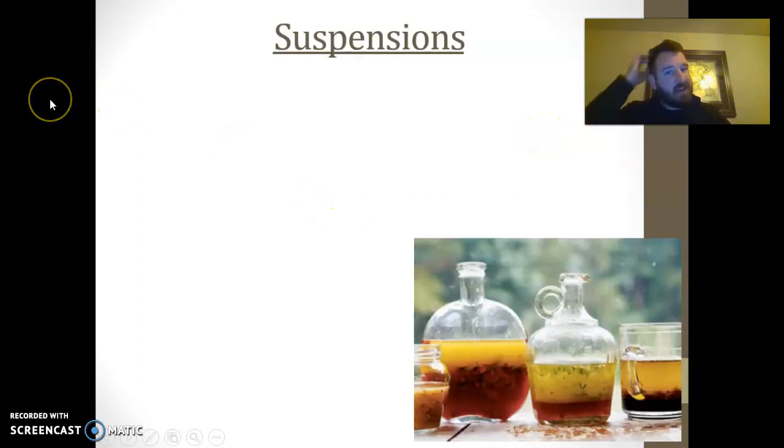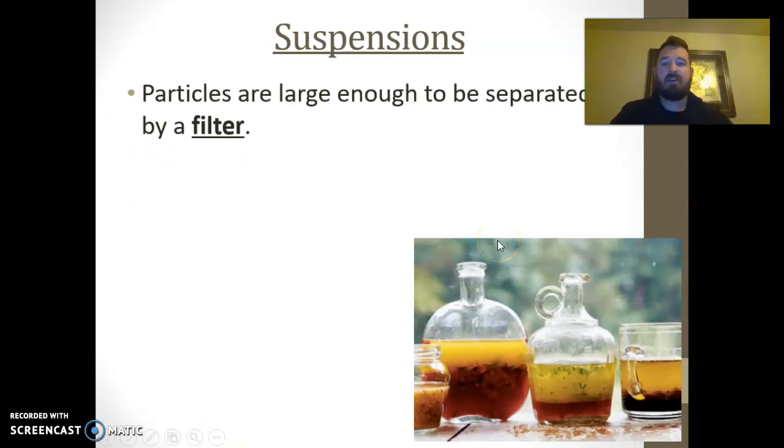All right, and lastly we have suspensions. Now suspensions will be one little hiccup we have with the Tyndall effect. If you're just shining the laser pointer through the top part of a suspension like we have here, you would be able to see the laser pointer. But if we shake up the suspension, these larger particles will block it. And that leads us to our first blank.